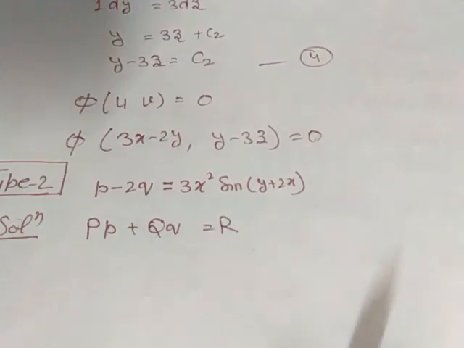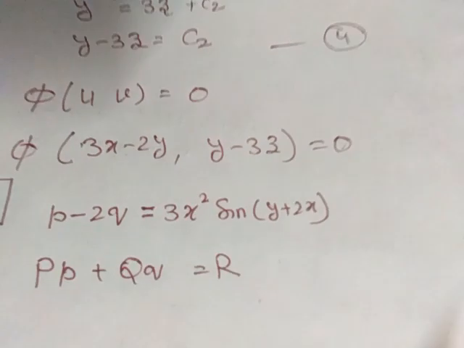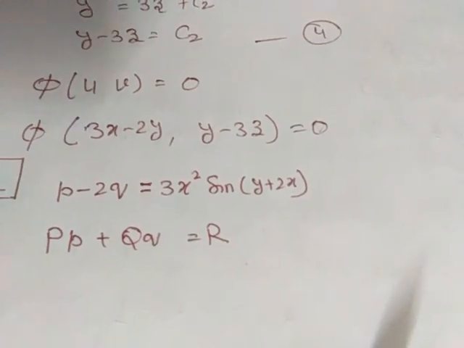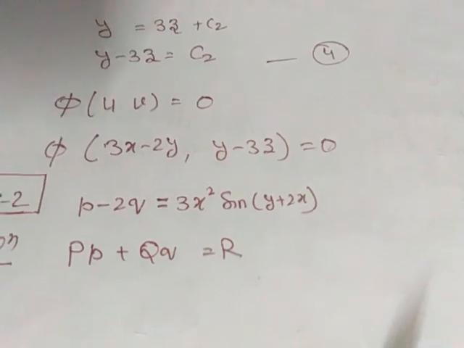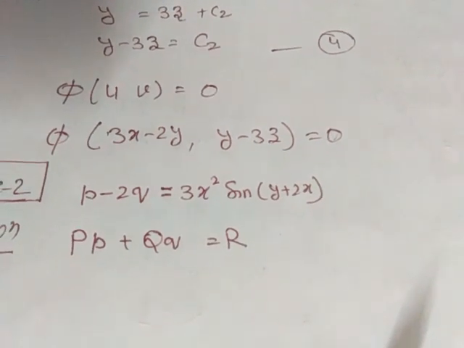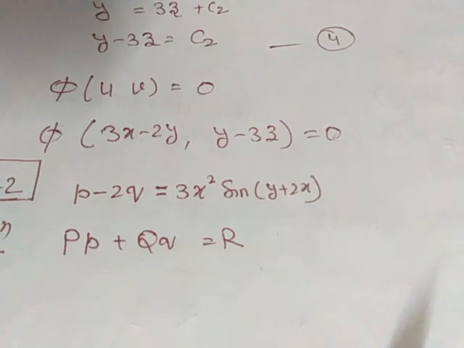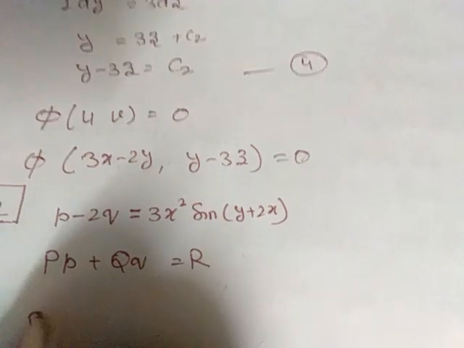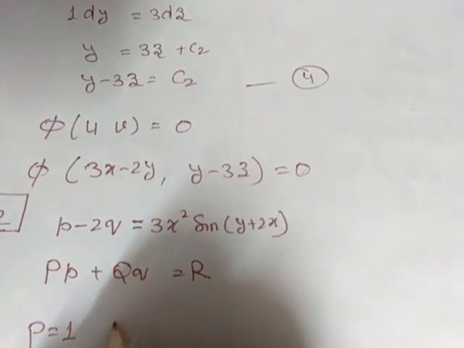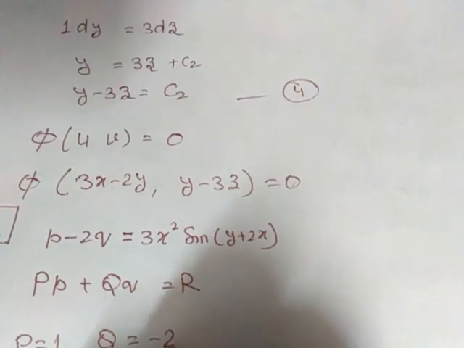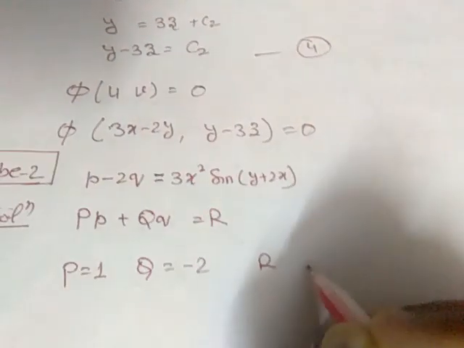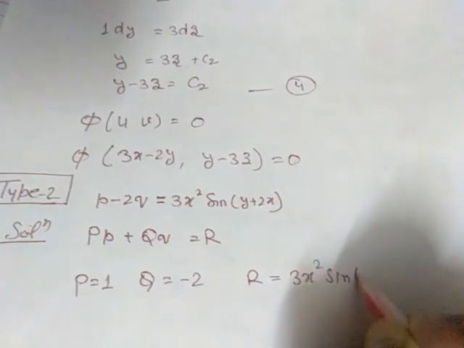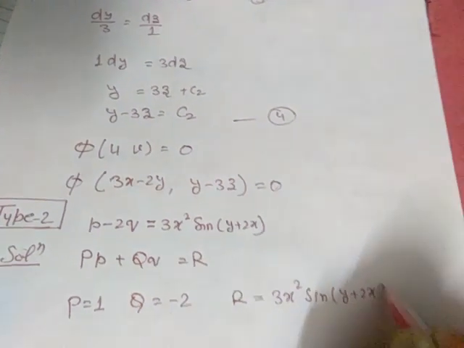Now we take a second problem. p minus 2q is equal to 3x square sin y plus 2x. Now compare this equation with the standard equation Pp + Qq = R. We get capital P = 1, capital Q = minus 2, and capital R = 3x square sin y plus 2x.